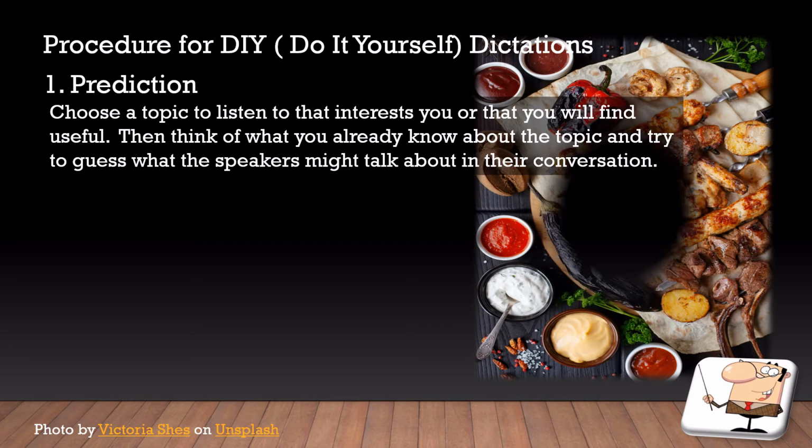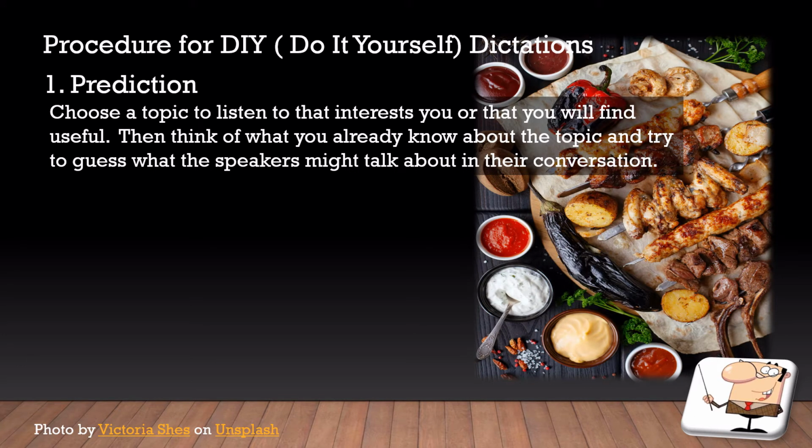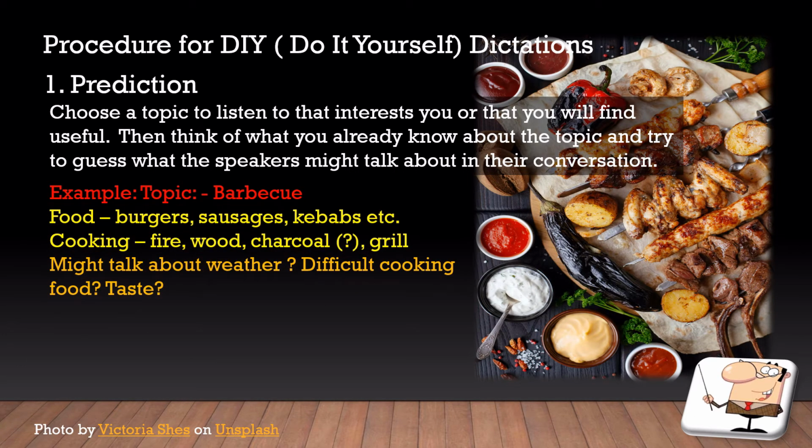For example, if the topic was barbecue, you might think, okay, so what foods? It's going to be things like burgers, sausages, kebabs, etc. How are they going to cook the barbecue? They're going to need fire, wood on the fire, that black stuff, is it called charcoal? And they'll be grilling the food, and they might talk about the weather. Is it sunny? We don't want any rain. And it might be difficult to cook the food. Very easy to burn the food on barbecues, and then it tastes horrible, tastes burnt, and so on.